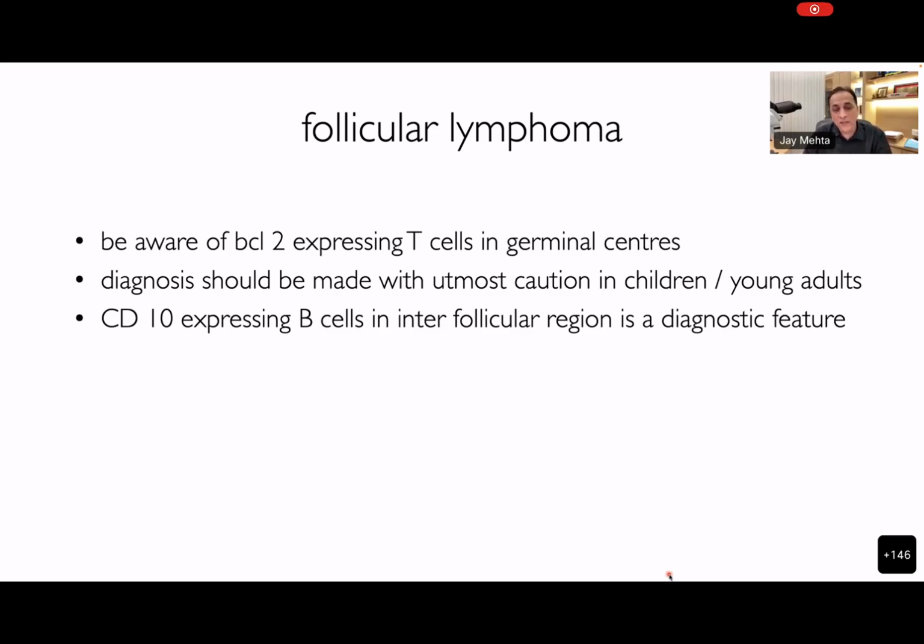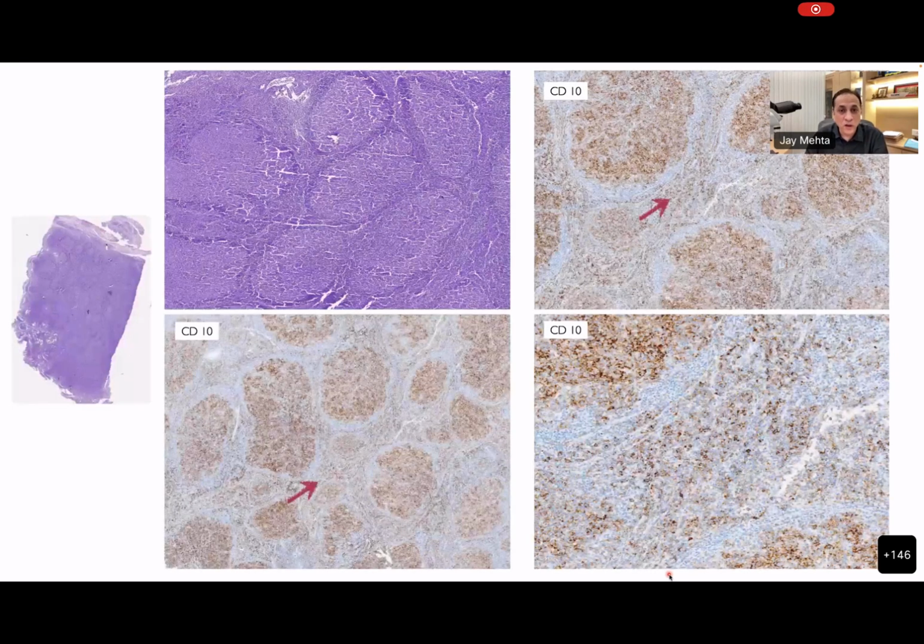Now, CD10 expressing B cells in the interfollicular region is a diagnostic feature. When you have a reactive follicular proliferation, CD10 expression is limited to the follicle germinal centers, so cells do not migrate out of the germinal centers. But when it's a lymphoma or a lymphomatous proliferation, here's a CD10, you can see the cells outside of the follicles in the interfollicular region. So when you see this kind of CD10 positive cells outside of the follicles, that's also a good pointer towards calling something a follicular lymphoma.